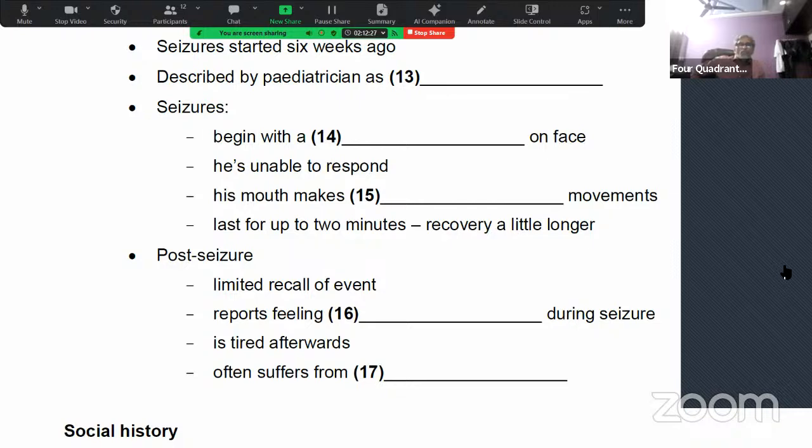Q14. Seizures. Q14. Begin with a dash on face. Okay. Q14. Begin with a dash on face. Twitching, weakness, folds. Then, what is this shot? Begins with a shot on face.